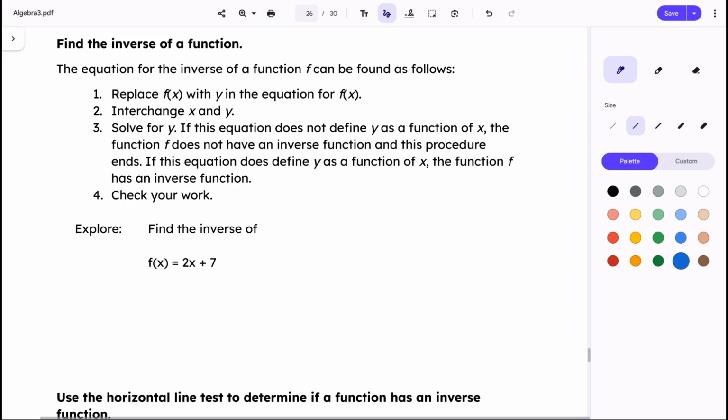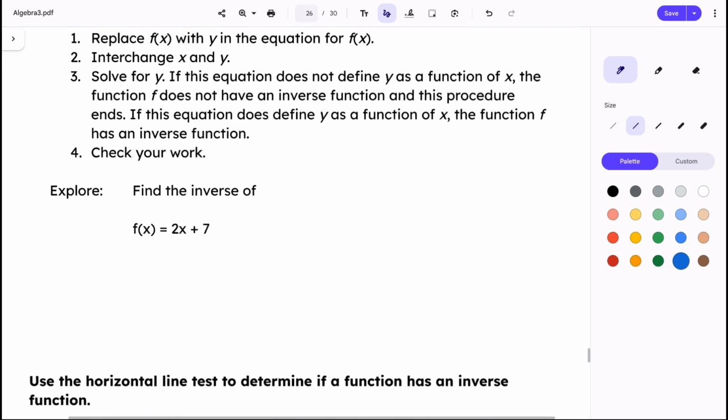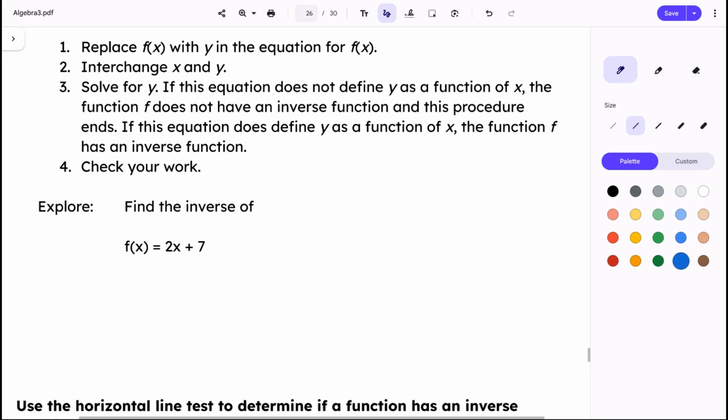So down here it says f of x equals 2x plus 7. I'm going to replace f of x with y. Because remember, f of x really means y. It's just a fancy way of writing that. So I'm going to rewrite this so it says y equals 2x plus 7. That takes care of step 1.